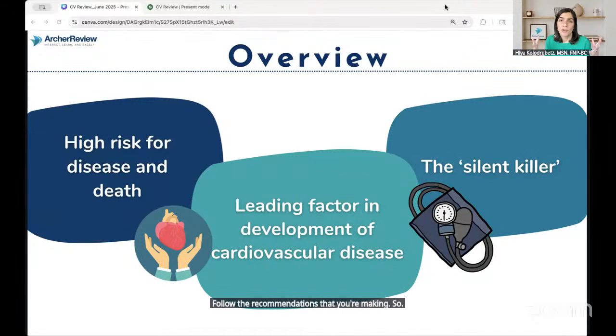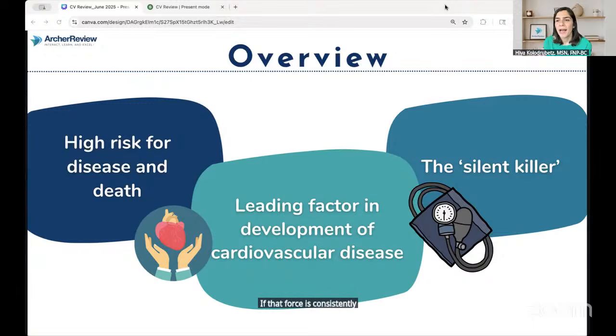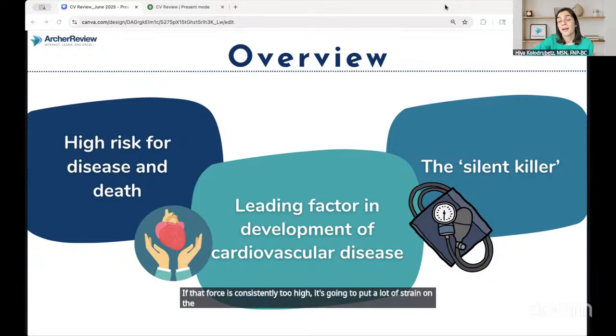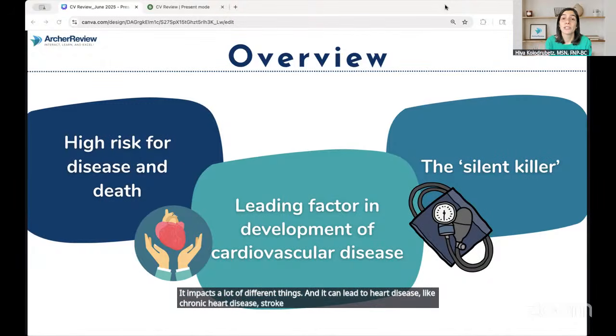So hypertension, what is it? Why is it so bad for us? It's really more force. It's that force of blood against those arterial walls. And over time, if that force is consistently too high, it's going to put a lot of strain on the heart to get that blood pumping out. It's going to put a lot of strain on those arterial walls as well, right? And it puts a lot of strain on those end organs that are relying on this blood to get the oxygen, get the energy that they need. So it really is multifactorial. It impacts a lot of different things, and it can lead to heart disease, like chronic heart disease, stroke, and also kidney disease.